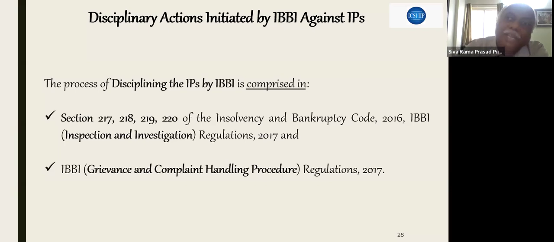The specific as well as the random, and what papers we have to submit to the investigation authority, and how to maintain the papers and all these things, next week or so I will discuss that. IBBI grievance and complaint handling procedure, the regulation 2017. So continuously update, whatever the latest regulations are there, go through that.